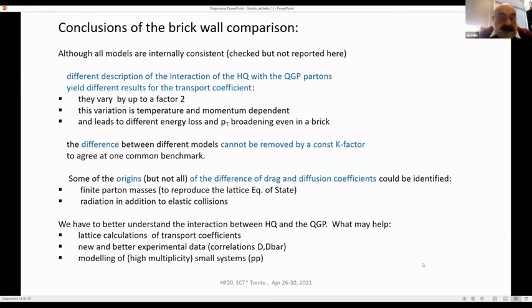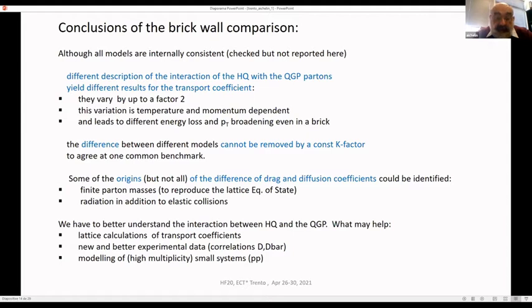The different descriptions of the interaction between the heavy quarks and the plasma particles, coded now as drift and diffusion coefficients, lead to quite different results for the transport coefficients. They vary up to a factor of 2. The variation in temperature and momentum dependence leads to a different energy loss and decoding even in a brick. That means the situation is much better under control than in a heavy ion reaction. Now, the difference cannot be resolved by a common K factor, as I have shown. We have fixed the K factor.